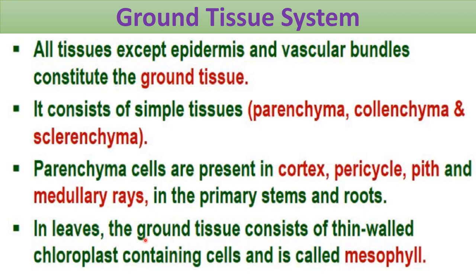In leaves, the ground tissue consists of thin-walled, chloroplast-containing cells and is called mesophyll. Okay, inside the leaves, this ground tissue system forms the mesophyll layer of the leaves.